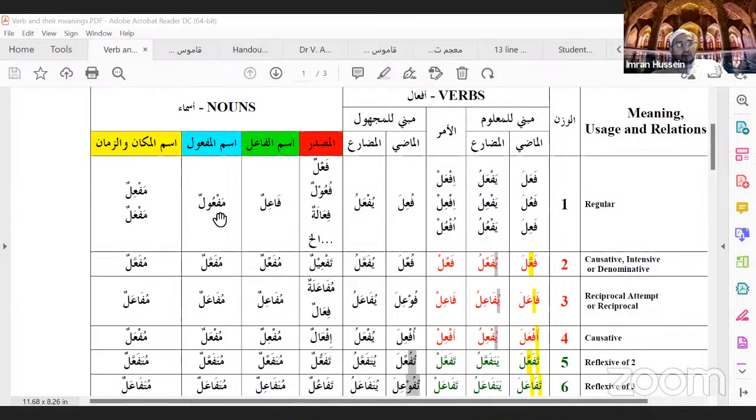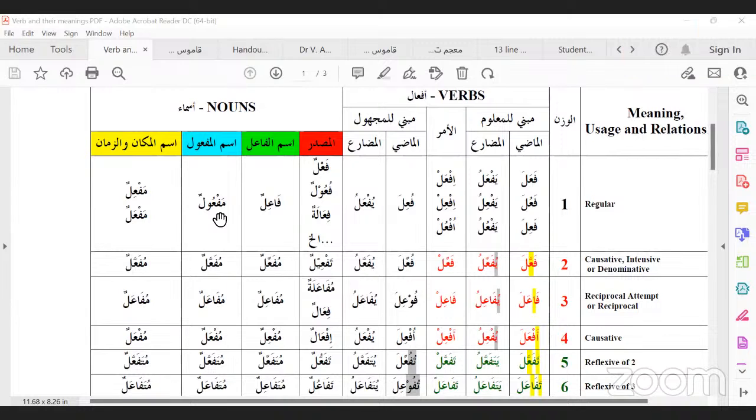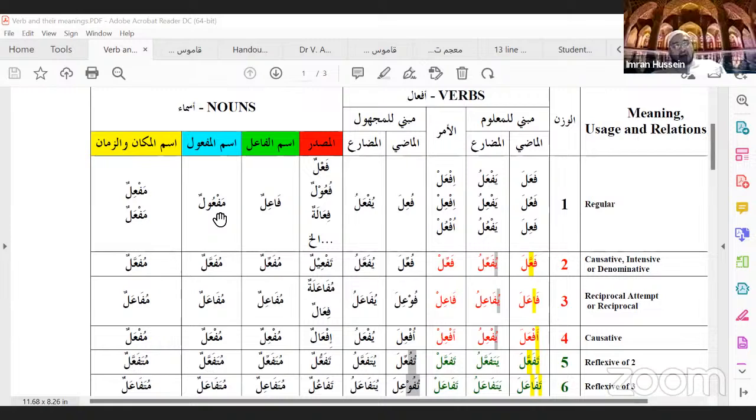Now, the Ismul Maf'ul again has 6 forms: 3 for masculine and 3 for feminine. This indicates upon whom the action has been done. For example, you have a person who is eating: akilun. So akala, he ate, and if you make it akilun, it means a person who is eating. And the thing which has been eaten is called ma'kulun. So shariba, he drank, and the thing which he drank is mashroob.